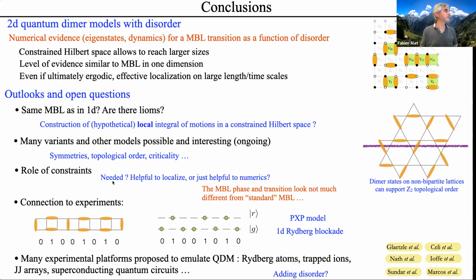We can play with different variants, and of course, I cannot resist. Most of you know that, but if you just do this model on a two-leg ladder, this is just a PXP model, which is very well known to you. This is exactly the same type of constraint, so it's like a 1D downgrade of the 2D MBL. There are many experimental platforms which have been proposed to emulate QDM. I think Johannes maybe was involved in that type of thing. They are not yet at the stage of being really built, at least that I'm aware of. And adding disorder could be tricky also in this type of platform, but nevertheless, it's a perspective for the future. And with this, I'd like to thank you.